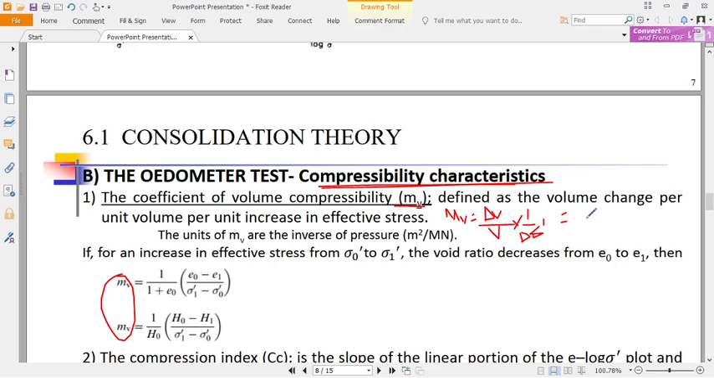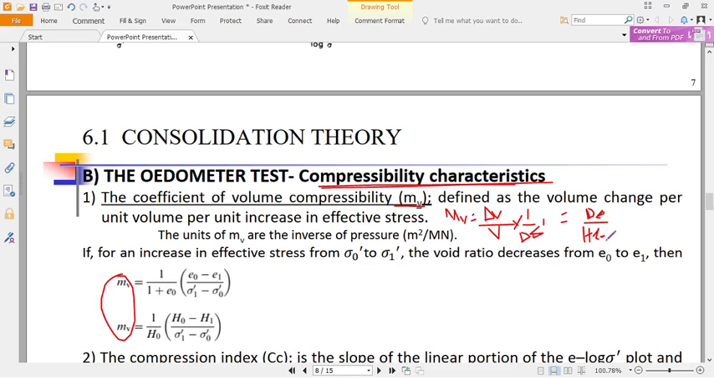Change in e. And we said the volume is equal to 1 plus e naught, e naught times the change in what? The change in effective stress, which will be effective stress 1 minus the effective stress naught. Is that okay? Minus effective stress naught. So in this one, that's what it is here.